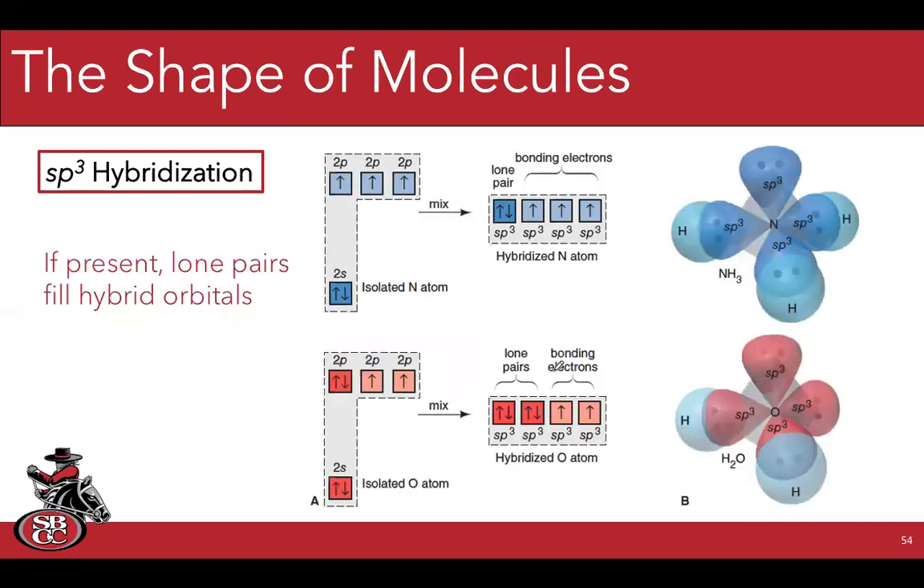What does it look like when we have lone pairs? Well, it still hybridizes. It's just that a lone pair sits in that hybrid orbital. So for ammonia, we have 5 electrons here, 3 in the p orbital, 2 in the s. They hybridize to 4 sp3 orbitals, and we have a lone pair sitting in one. And then, of course, with water, we have 2 paired up orbitals and 2 orbitals with only 1 electron. And so we get 4 hybridized sp3 orbitals, but only 2 with bonding electrons and 2 with lone pairs.